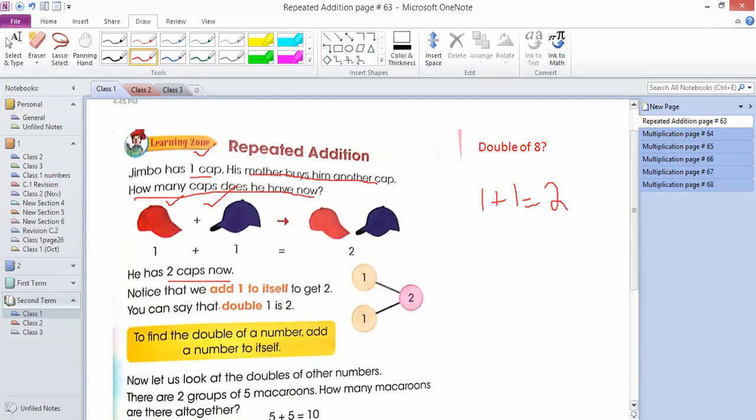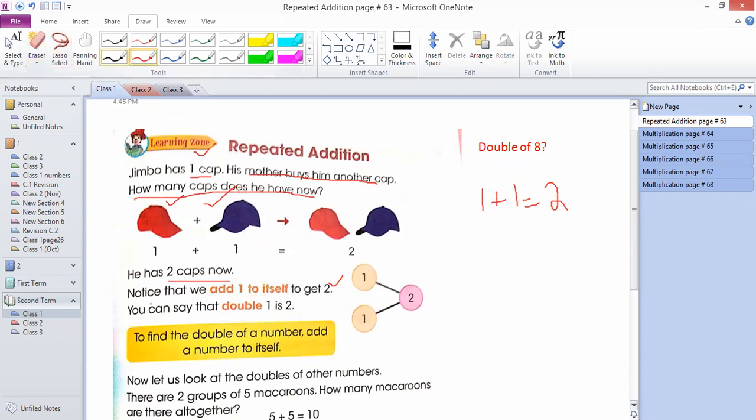What you have to notice here, guys, is that if you add a number to itself, if you add one to itself, you get two. We can also say that the double of one is two. If I ask you how to find the double, you can say that to find the double, we add the number to itself. Can you tell me what the double of one is? The double of one is 2, because to find the double, you add the number to itself.